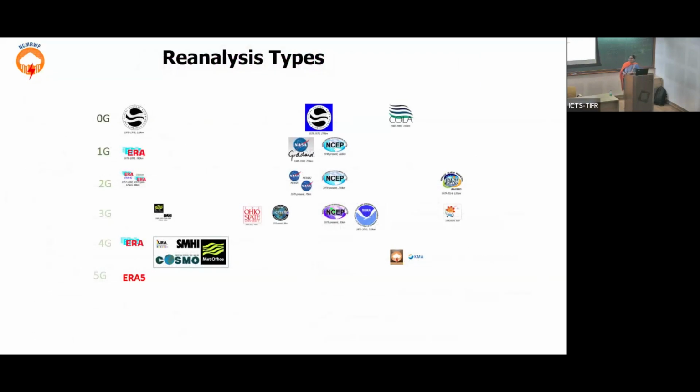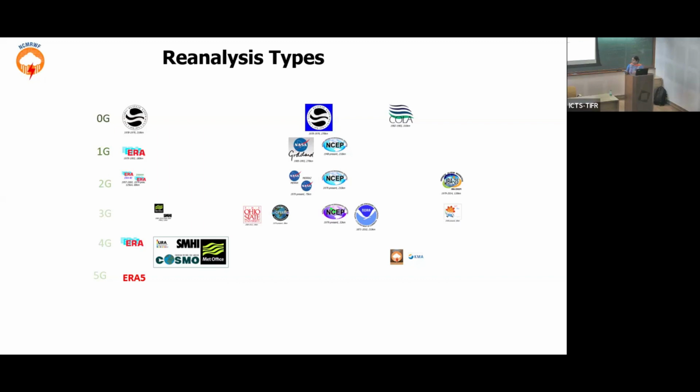And what are the different types of reanalysis? There are different types of reanalysis starting from the zeroth generation. So the zeroth generation reanalysis, then the first generation, second generation, third generation, fourth and fifth. And now ECMWF is producing the sixth generation data set, that is ERA 6. I think they may release ERA 6 in 2025.